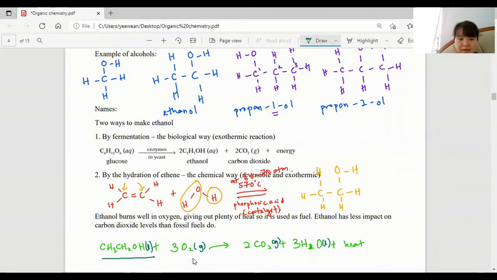Alcohols, unlike alkanes like methane, ethane, which are gases, are liquids. Even ethanol, with 2 carbons, is already a liquid compared to an alkane with 2 carbons that is still in a gas form. The reason is because alcohols have stronger intermolecular forces.